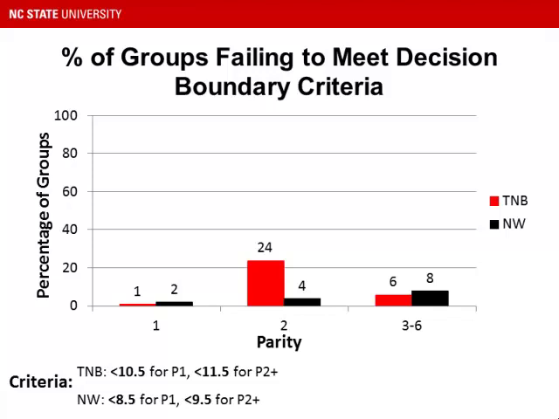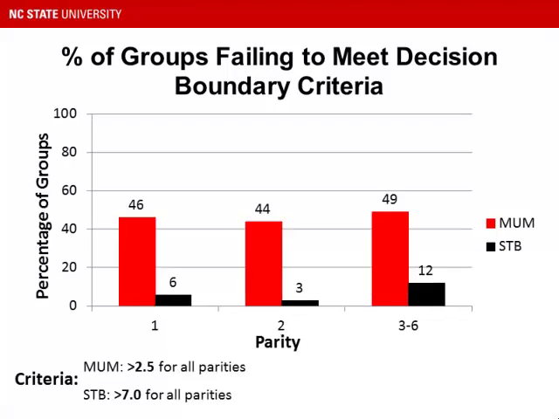As you can see from this graph, 24% of second parity sows, or the contemporary groups, failed to meet the total number born decision boundary. And for number weaned, the percentage that failed increased as parity increased. Looking at the percentage of mummies and stillborns per litter, you can see that in every parity, the percentage of sows that failed to meet the decision boundary for mummies is at least 44% and is not particularly higher for one parity versus another. This means that 44% of all the contemporary groups had greater than 2.5 mummies born per litter on average.